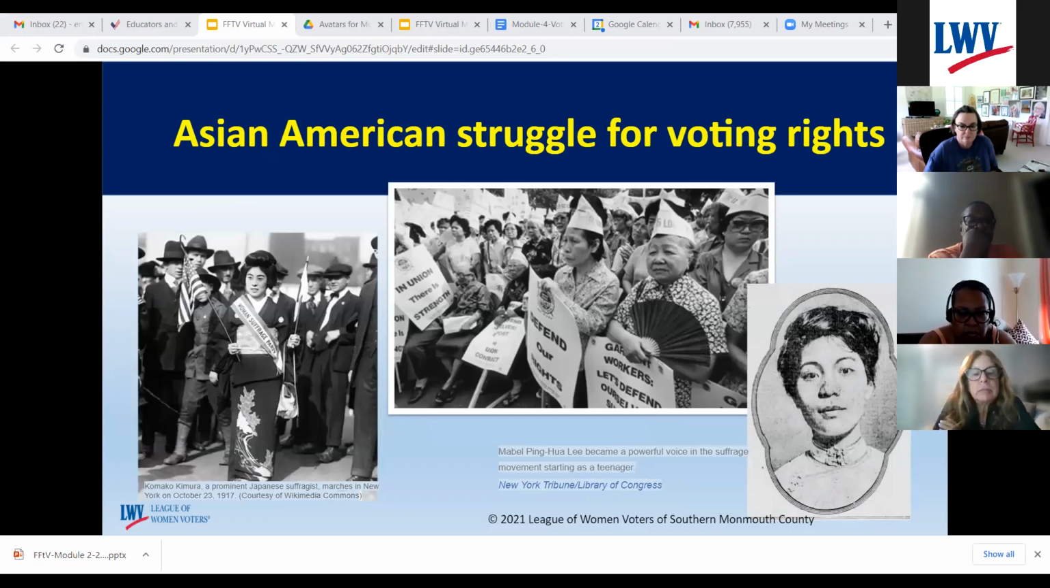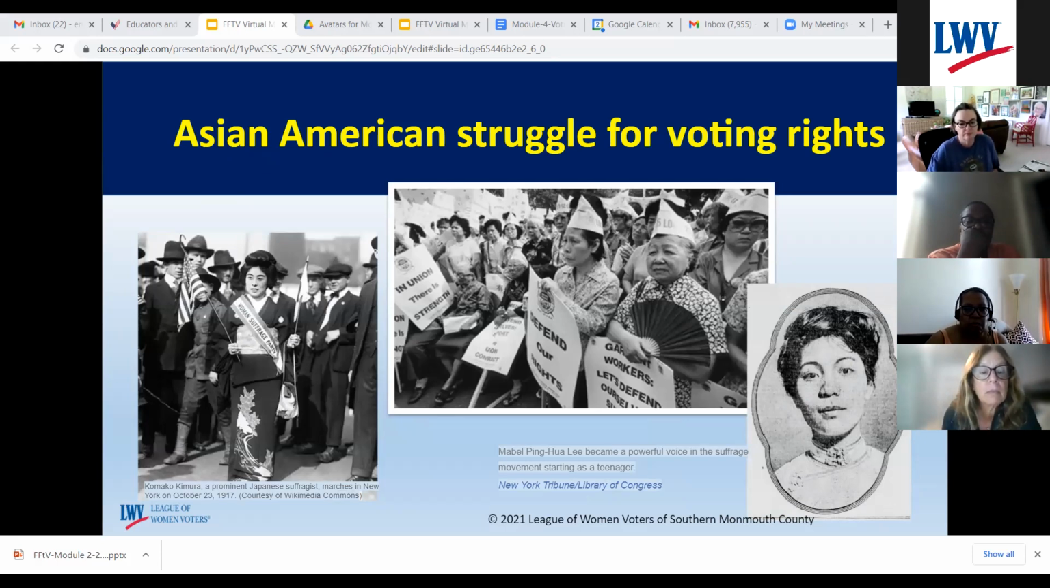So along with African Americans and Native Americans, other groups continued to be excluded from the vote. Asian American immigrants who were long ineligible for naturalized citizenship on account of race only won the vote starting in 1943. Among those advocating for both women's suffrage and immigrant rights was a young woman named Mabel Pinghua Lee.